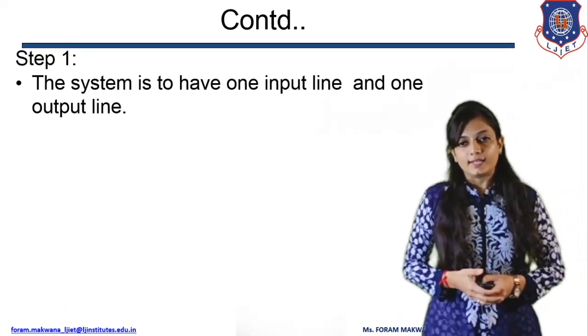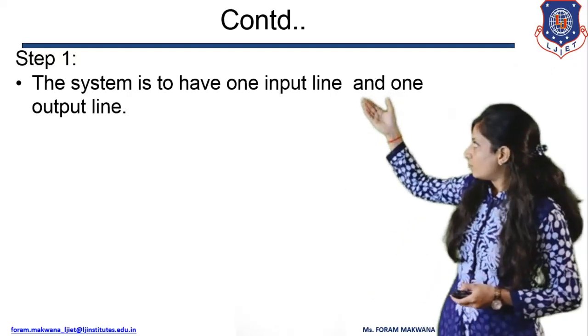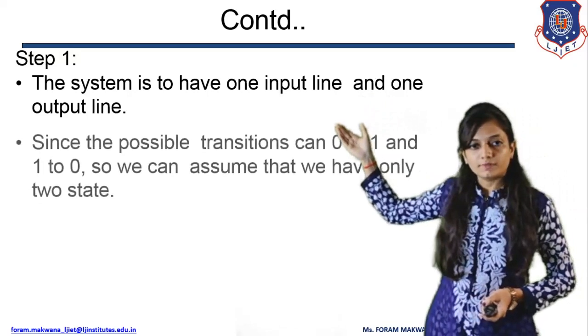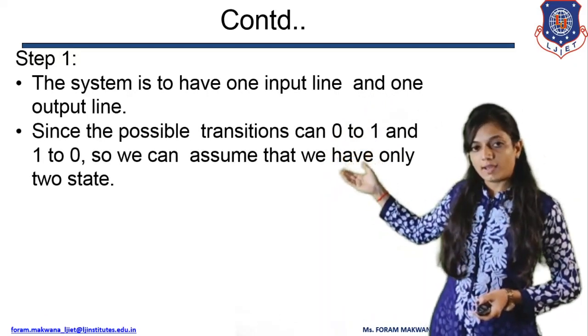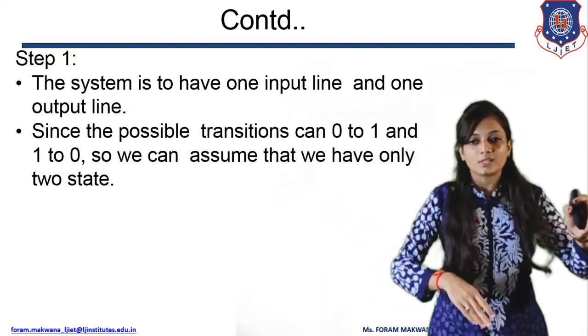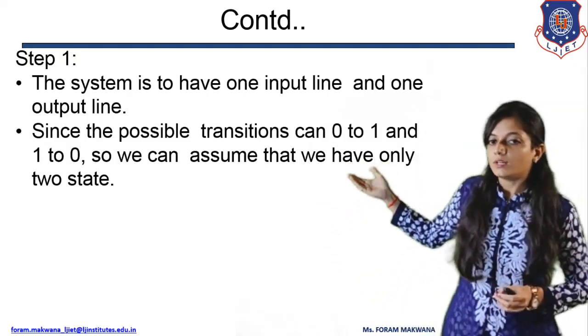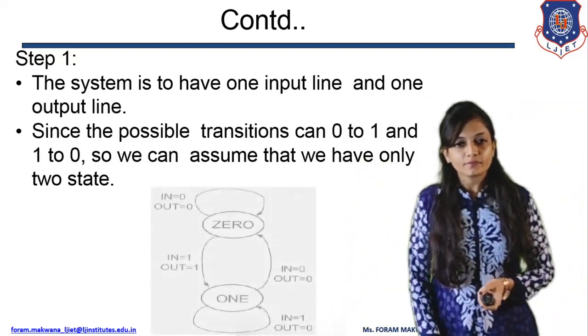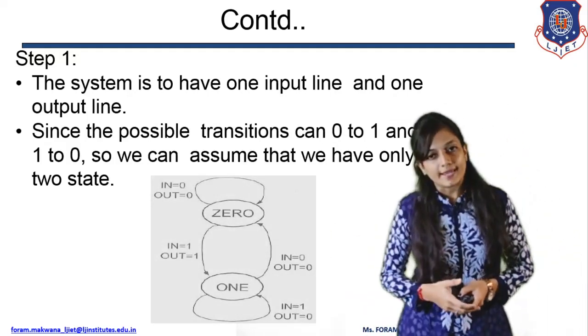for designing a positive transition detector. The system has only one input and one output, in which the possible transition can be 0 to 1 and 1 to 0. So I can say that there are only two states, either 0 or 1. Right? So we can assume that we have only two states. Step 2 is designing a state diagram.